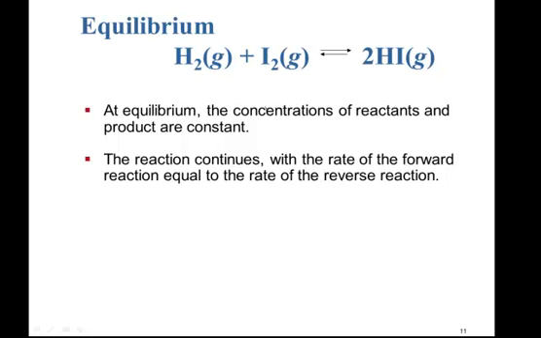So at equilibrium, the concentrations of the reactants and the products are constant, meaning the reactants, if I measure now and later, it'll be the same. And then if I measure the products now and later, their concentration will be the same. But not necessarily the reactants and products have the same concentration. And the reaction is going to continue with the rate of the forward and the reverse being the same.